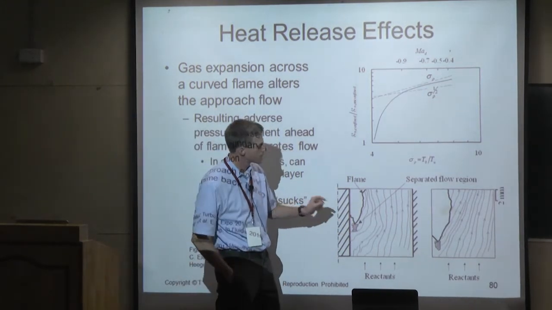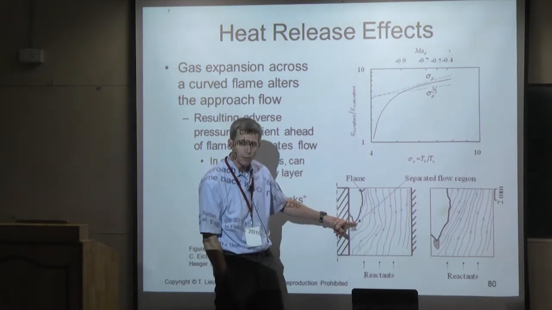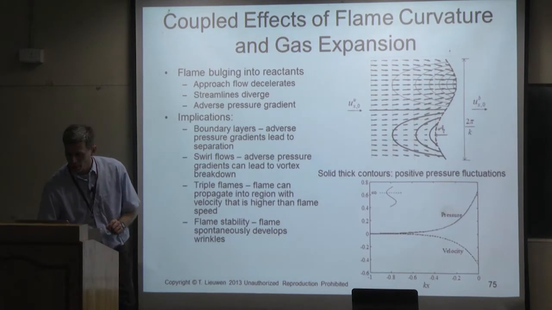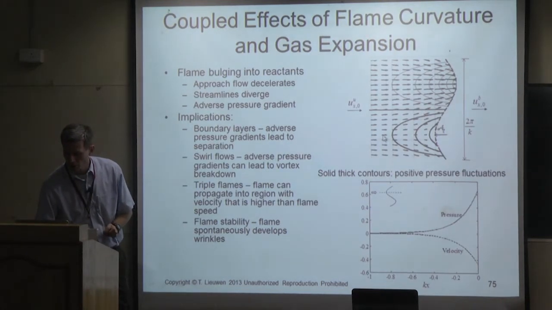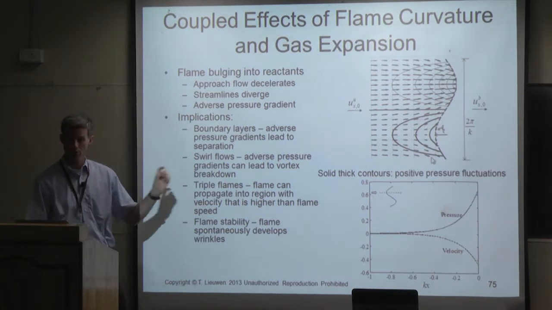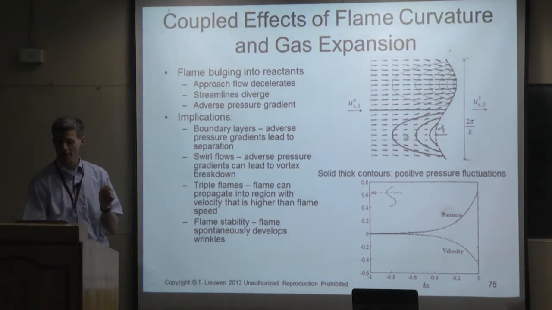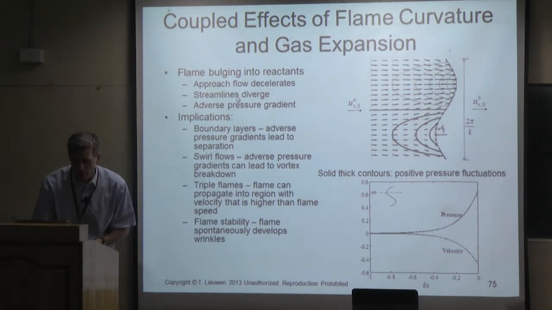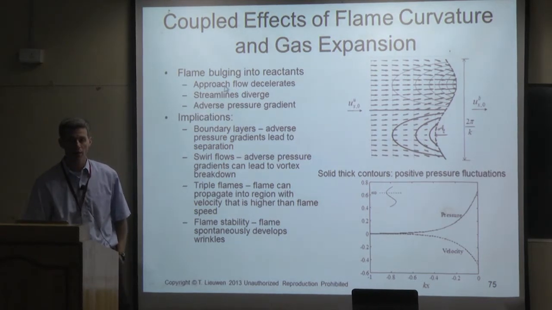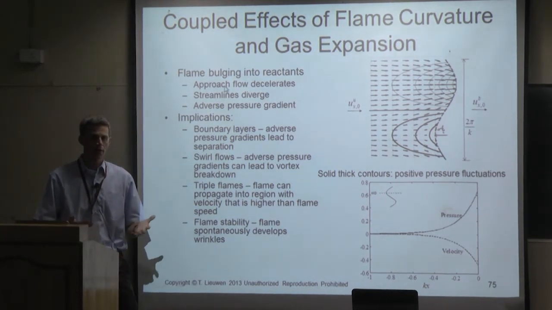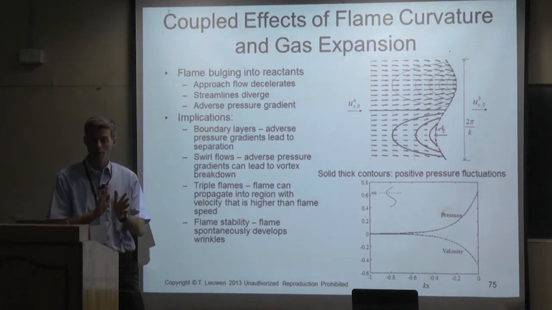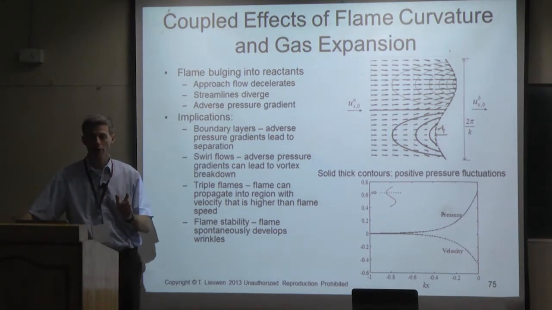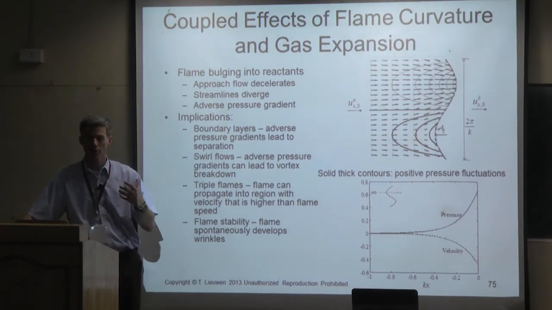Yeah, it's specifically because of the back pressuring of the flow. Going back to this picture here, remember I told you that the flow is diverging in front of the flame, which you could see in the data. But also, because the streamlines are diverging, the approach flow is decelerating. How do you decelerate a flow? It requires the pressure to be rising, right? It requires an adverse pressure gradient. So the boundary layer sees that adverse pressure gradient and it separates, and so you get the reverse flow.